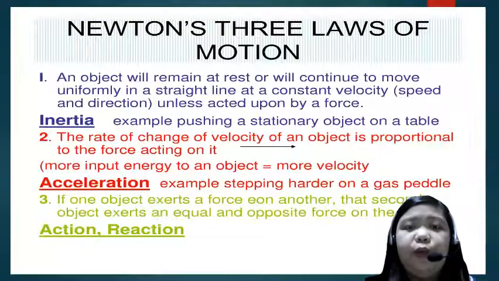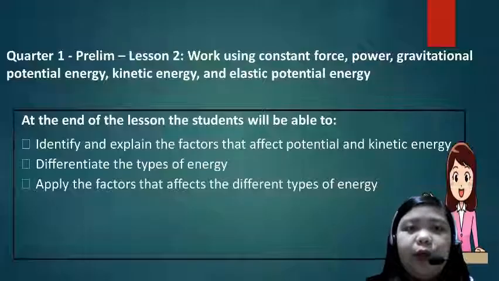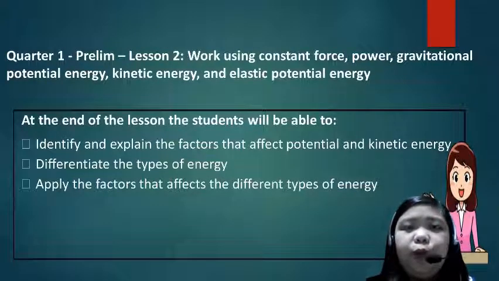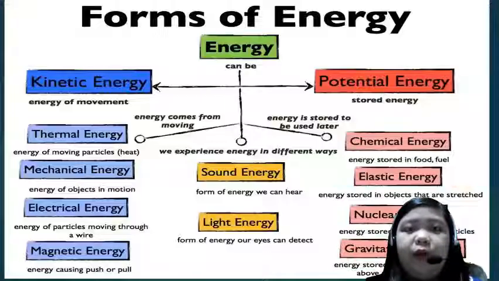So let's move to our next discussion for lesson number 2. For lesson number 2, we'll be discussing work using constant force, power, potential energy, kinetic energy, and elastic potential energy. And here are our lesson objectives. 1. To identify and explain the factors that affect potential and kinetic energy. 2. Differentiate the types of energy. 3. Apply the factors that affect the different types of energy. Okay, with that, let's move on to the forms of energy.